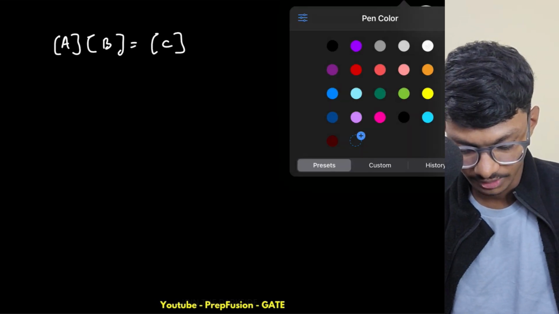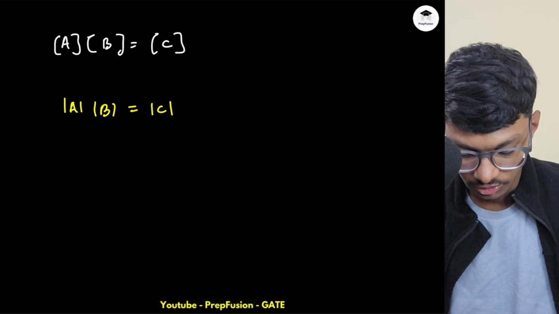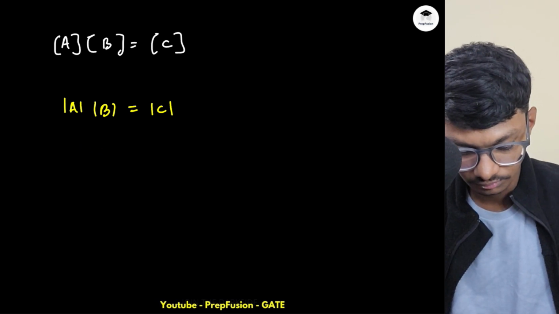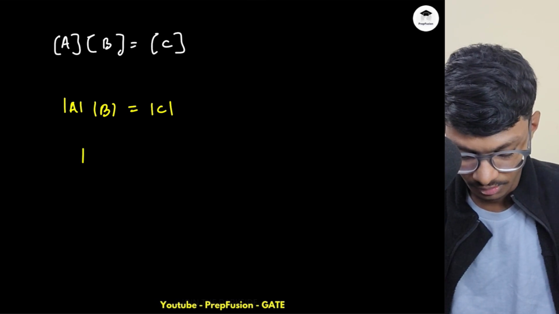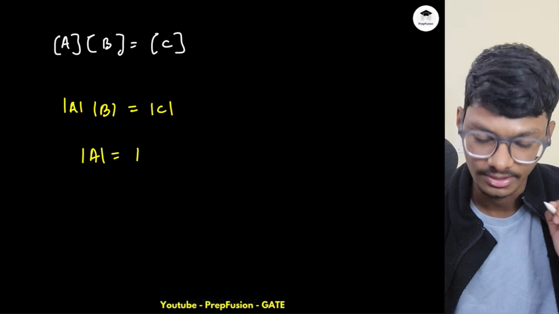Now I can take the determinant of this whole equation. This will be determinant of A times determinant of B equals determinant of C. So basically my determinant of A will be equal to simply 1. Why? Because B and C are getting cancelled, they are the same as each other.